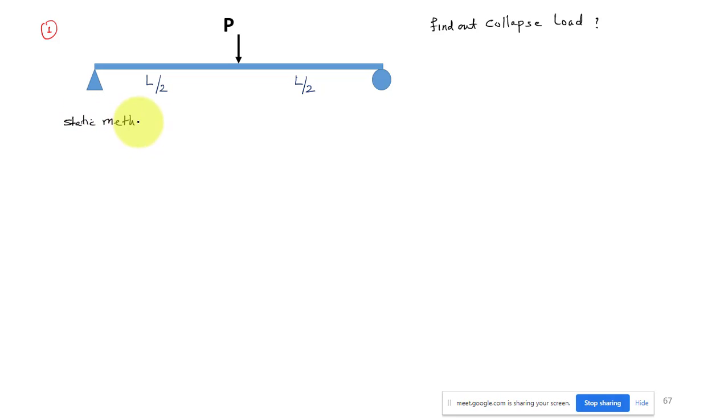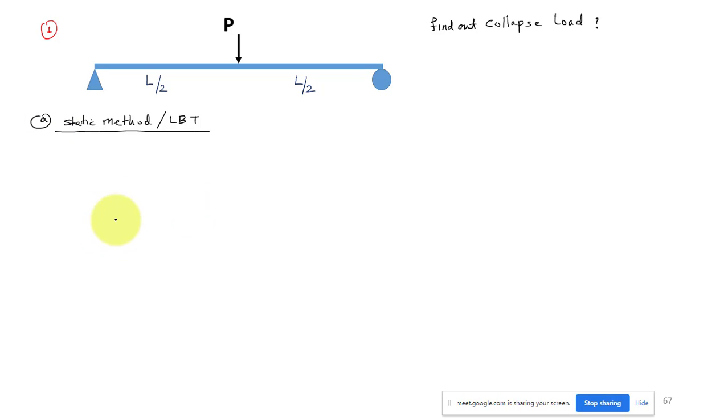The static method. So, lower bound theorem. First, let us apply this method. This method satisfies your yield condition and your equilibrium condition. So we have to draw the moment diagram at the plastic state. Then we can solve for the collapse load. That is what we will be doing in the lower bound theorem.